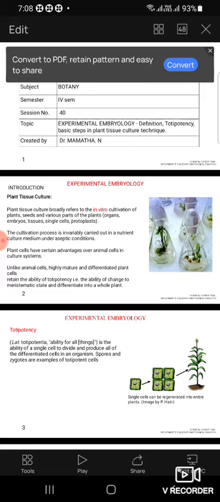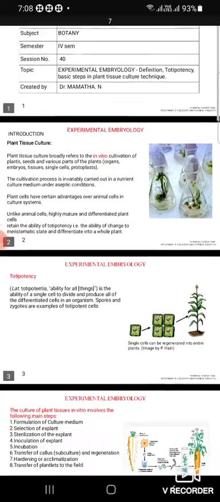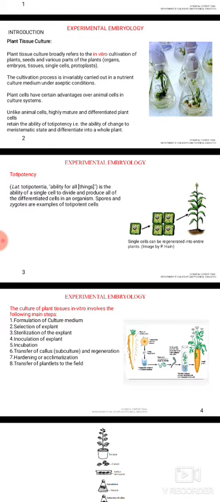Unlike animal cells, highly mature and differentiated plant cells retain the ability of totipotency, that is, the ability to change to the meristematic state and differentiate into a whole plant. So, totipotency is the ability of a single cell to divide and produce all of the differentiated cells in an organism. Spores and zygotes are the examples of totipotent cells.